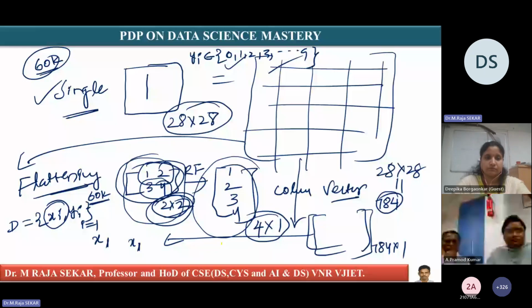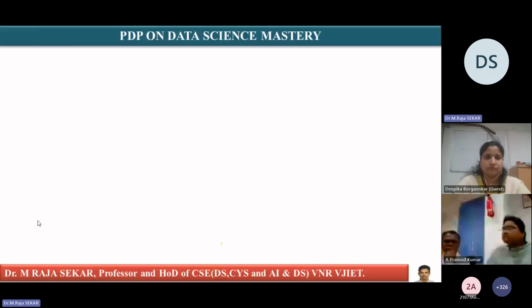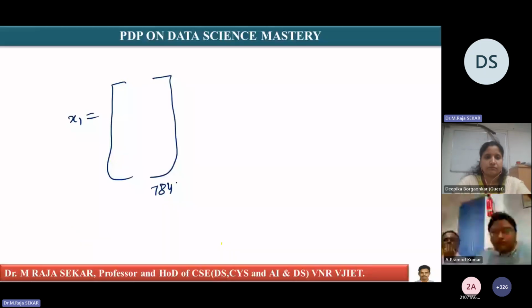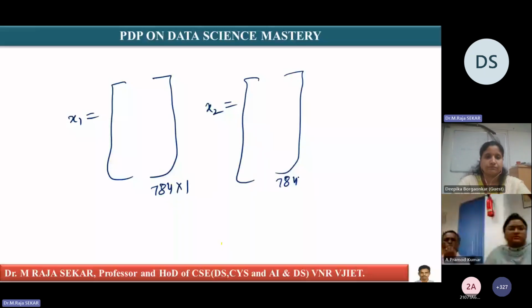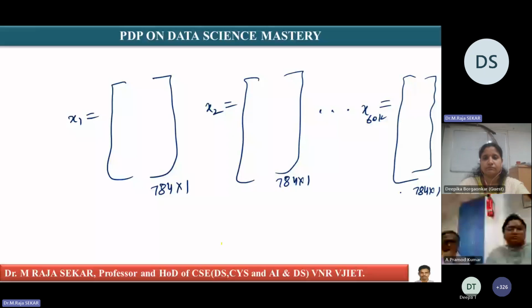How can I? This is X1. What is the size of that vector? My X1 is 784 by 1. In a similar manner, what is my X2? Second image. This is also 784 by 1. So on. How many such images are there? There are 60,000 images. What is the size of each image? Again, it is a 784 by 1 column vector.